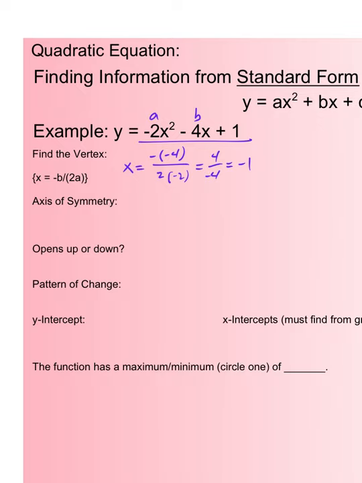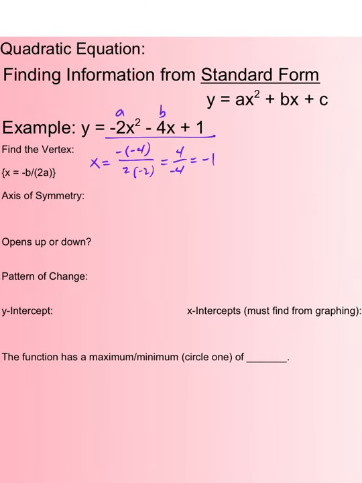And again, to find the y value of our vertex, we're going to take this y equals, put that -1 in for x, and solve for that y. So -1 squared right here, -1 squared is 1, so that's actually -2 times 1, or -2. -4, since it's -4, times a -1 is a +4, so that's +4. And then finally the +1 at the end. So -2 plus 4 is 2, plus 1 is 3.